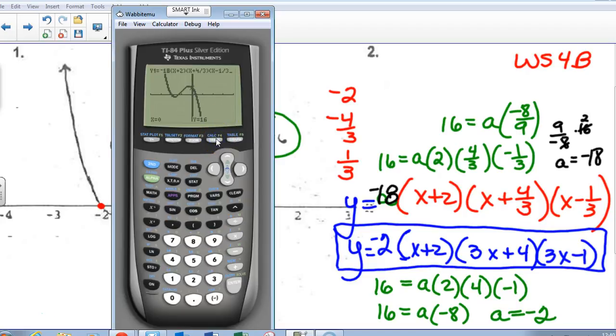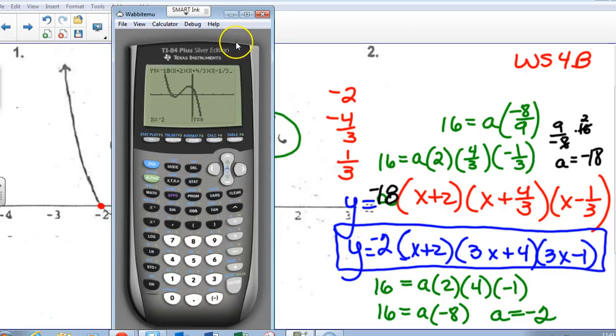All right. Trace. At 0, it's at 16. At -1/3, that's not right, is it? It's +1/3. +1 divided by 3 gives me a 0. -4 divided by 3 gives me a 0. And -2 gives me a 0. So I have just checked that it works perfectly.